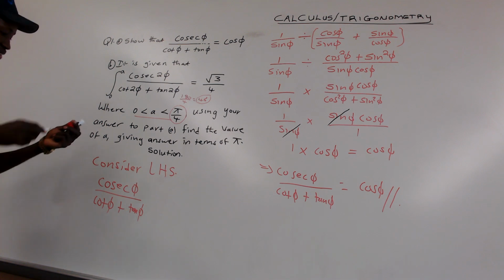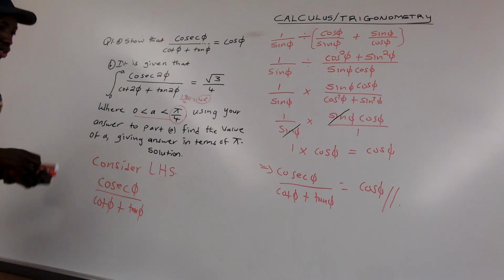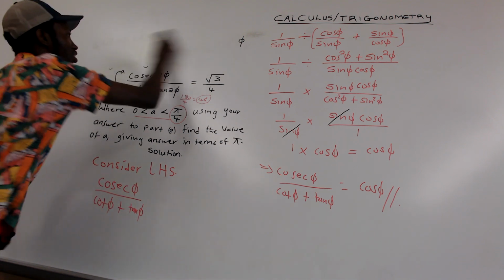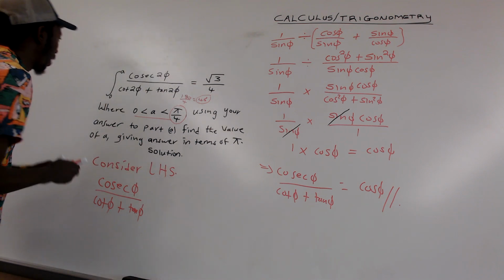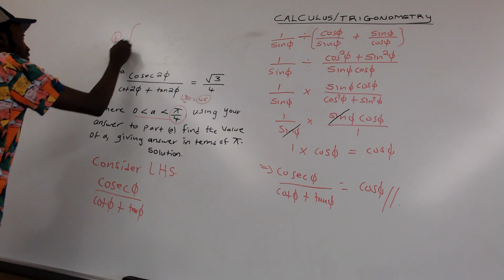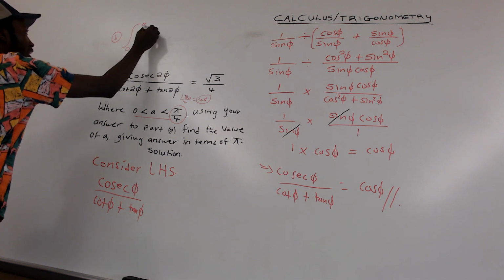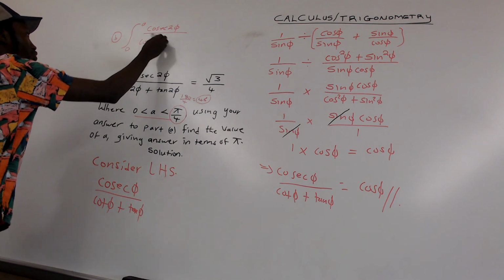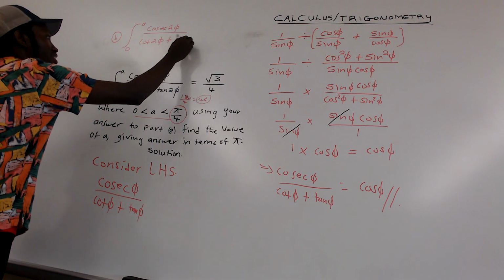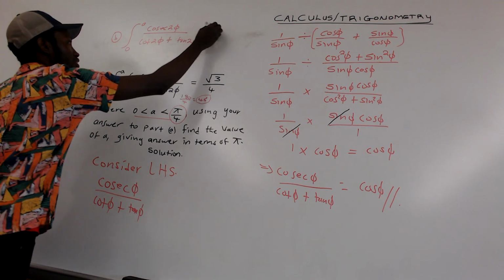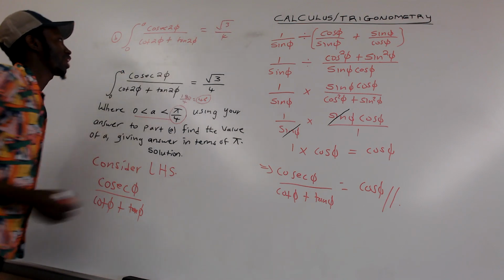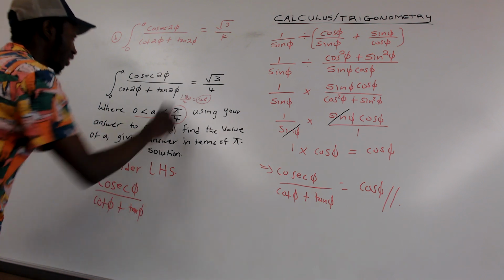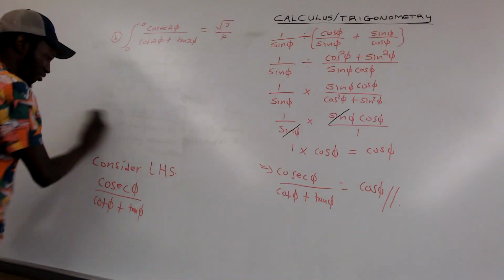So since we are required to integrate this, which is very simple and straightforward, let's clear this top and we rewrite the second part. If we rewrite this B part, we are given the integral of 0 to a, and we are given cosec 2 phi divided by cot 2 phi plus tan 2 phi. This will give us root 3 all over 4. So we are required to use this value to find the value of a. So I think that's where we find the value of a in terms of phi.